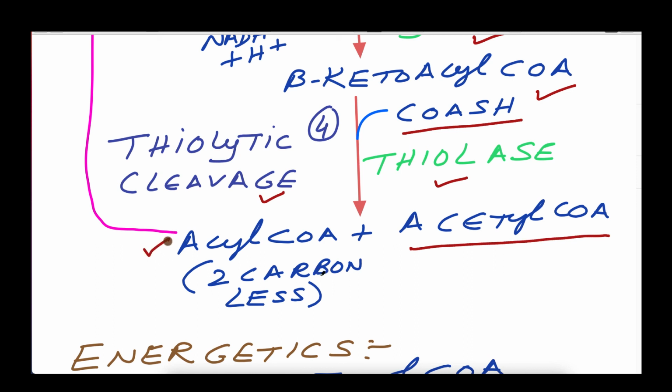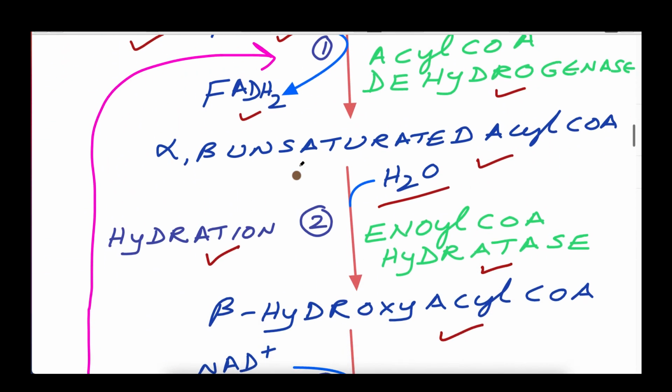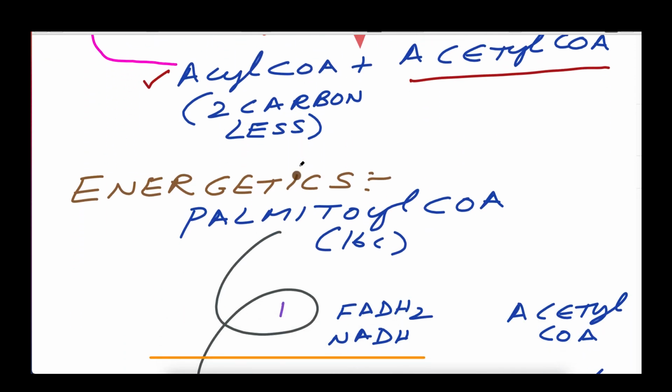The acyl coenzyme A is 2 carbons less than the original; it goes again and enters the first reaction. It is repeated again and again. So this is how the beta oxidation of fatty acids takes place. The oxidation at the beta carbon is taking place.